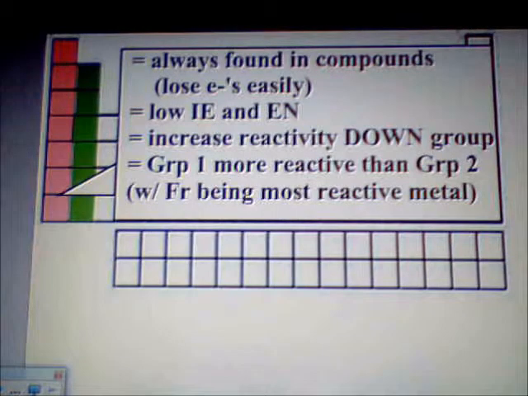They're always found in compounds because they lose electrons real easily, so they're going to react very easily. They have low ionization energies and low electronegativities, and they increase reactivity when you go down that group. Group 1 is more reactive than group 2, and the very last element in group 1 is going to be the most reactive, and that's francium.